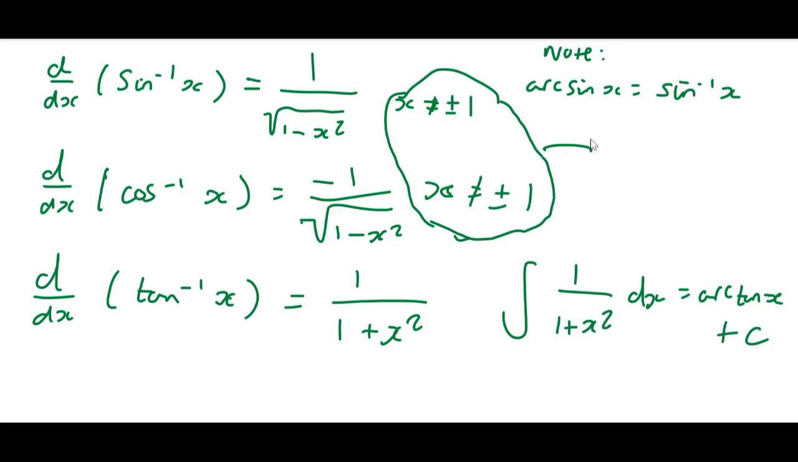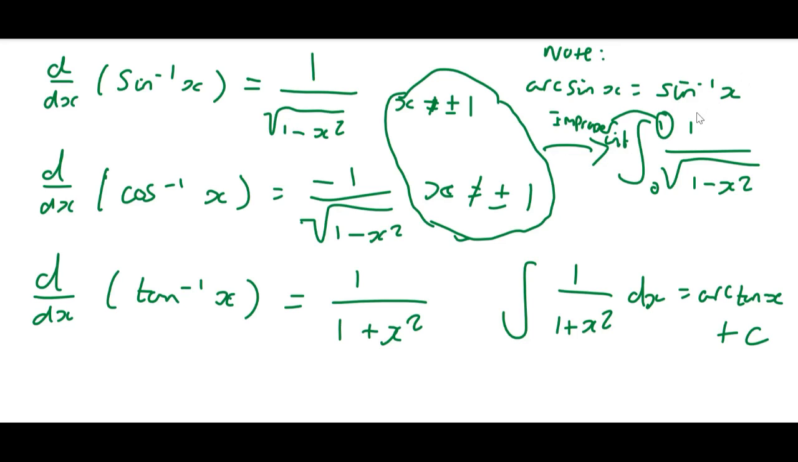And of course, this leads to, if we were doing an integral of 1 over 1 minus x squared, and one of the limits was 1, this will be an improper integral. And we've done a video on them that I'll leave linked. But yeah, that's all we're going to cover in this video.